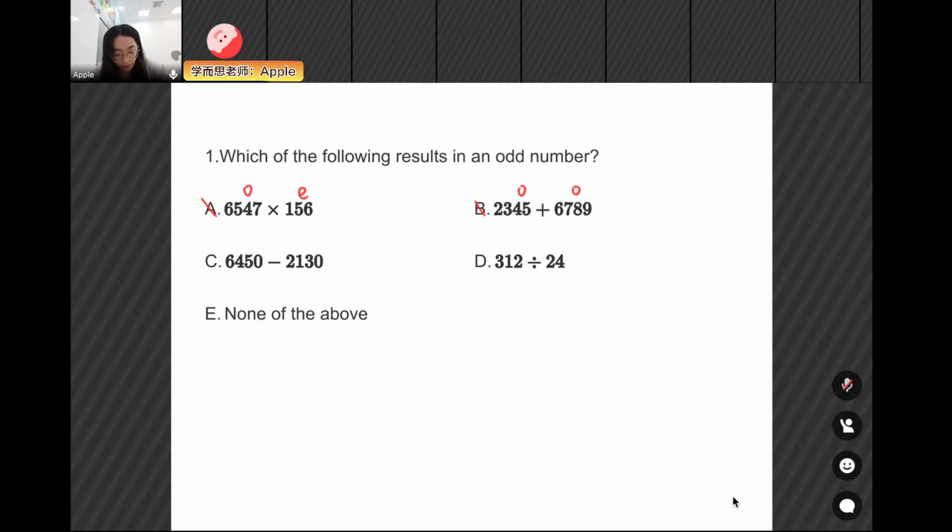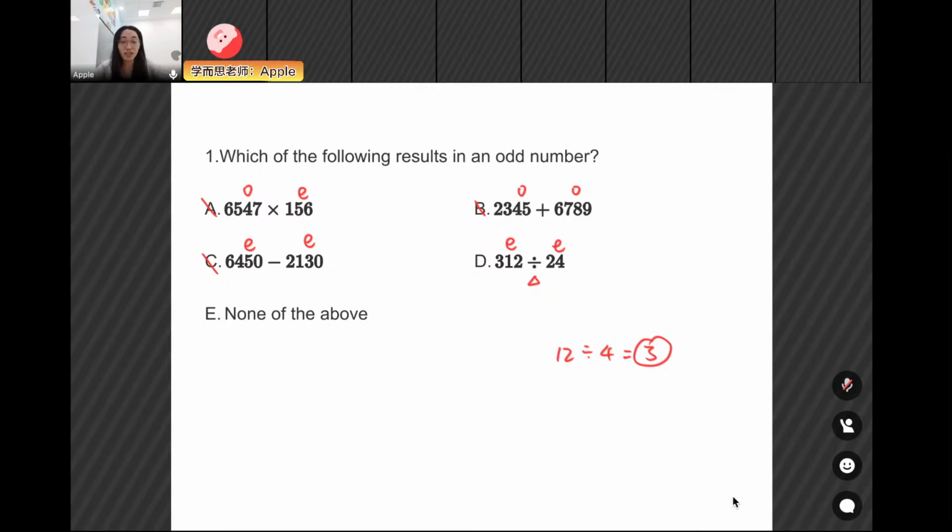Next one, it is the even number minus the even number. Just as I showed you, the answer should be even. And the last one, pay attention to the division part. This is an even number divided by even number. Is the answer must be even? Actually, no. Let me show you a very easy example. What about 12 divided by 4? 12 divided by 4 is 3, right?